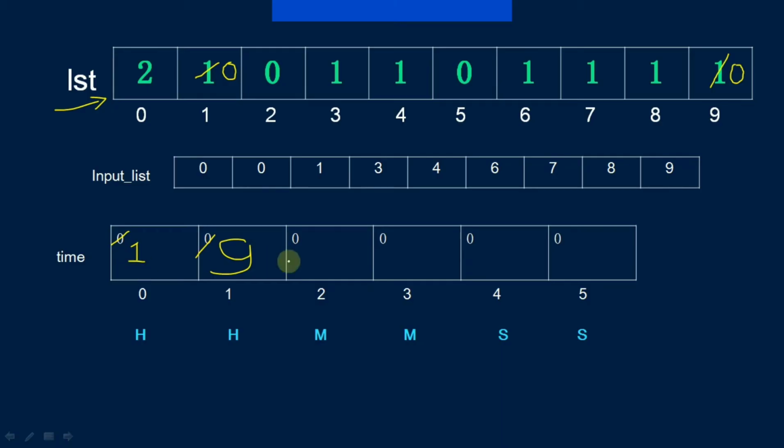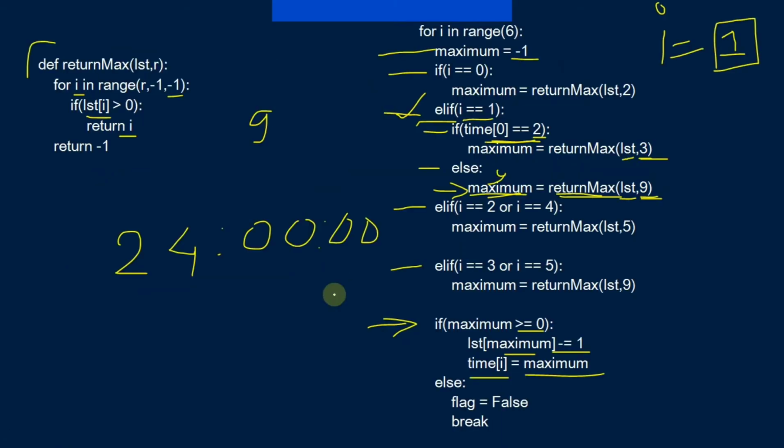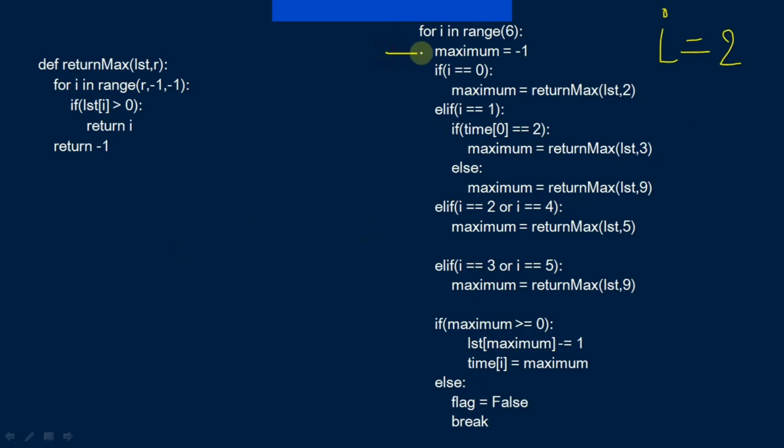Now let's talk about minutes and seconds. After that the I value will become 2. Now again maximum equal to minus 1. If I double equal to 0, no. I double equal to 1, no. So we will come here. If I double equal to 2 or 4. Why have I taken 2 or 4? Because for 2 and 4 the range of values will be the same, that is we can store between 0 to 5. And for 3 and 5 the range of values will be the same, that is between 0 to 9. That is why I have taken both in one condition.